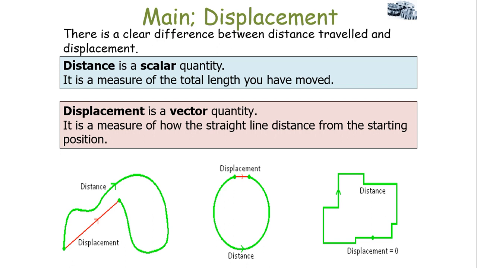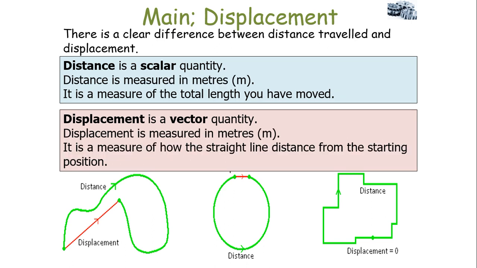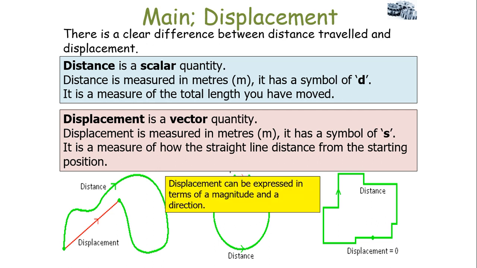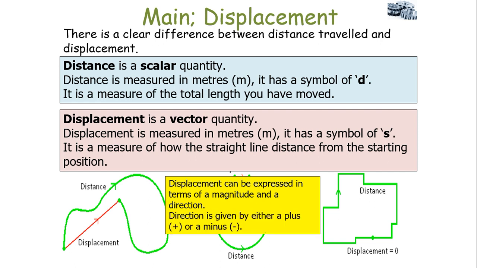So, distance is a scalar quantity. It's a measure of the total length you've moved. But displacement is a vector quantity. It's a measure of how much the straight line distance is between the start and the final point of your journey. So remember that distance and displacement are both measured in meters, but distance is given a symbol of d and displacement a symbol of s. Now that is because one is the scalar and one is the vector. So displacement can be expressed in terms of a magnitude and a direction because it's a vector. So you can denote the direction with either a plus or a minus, allowing in a displacement time graph for your line to be negative and go downwards.